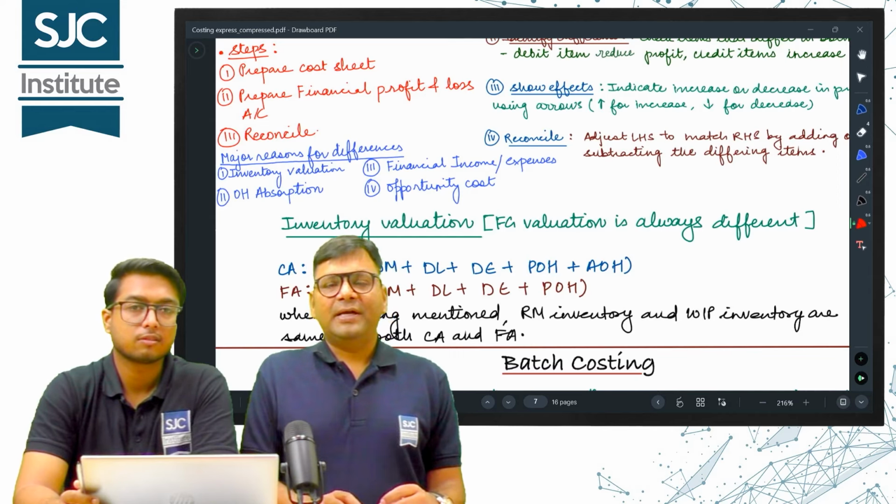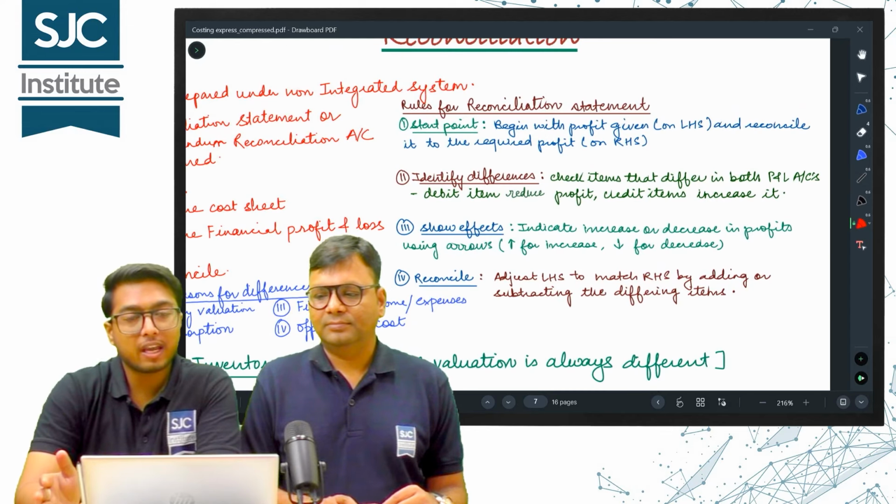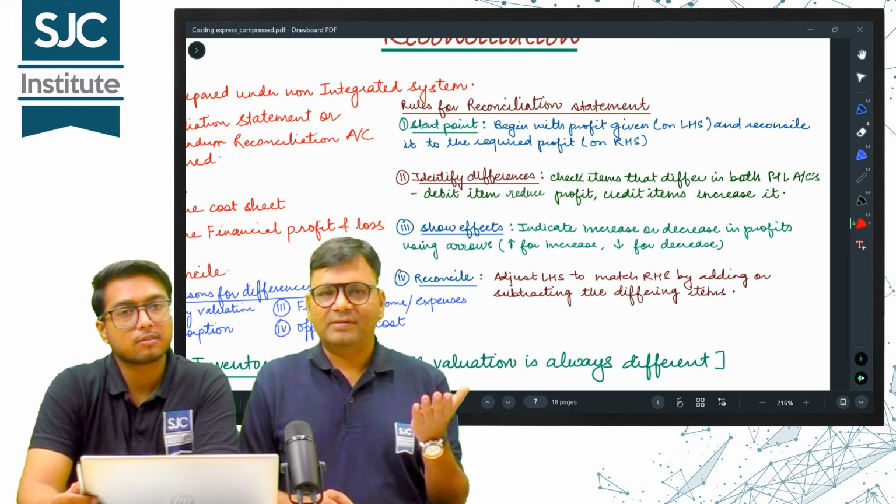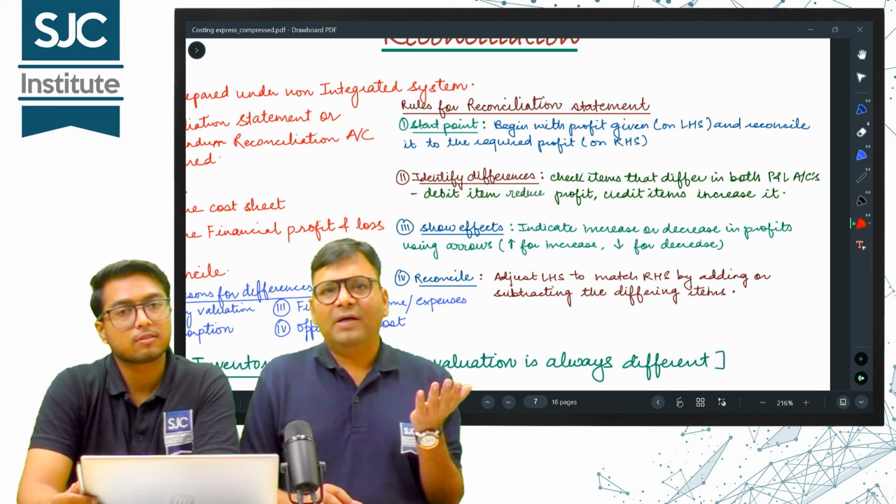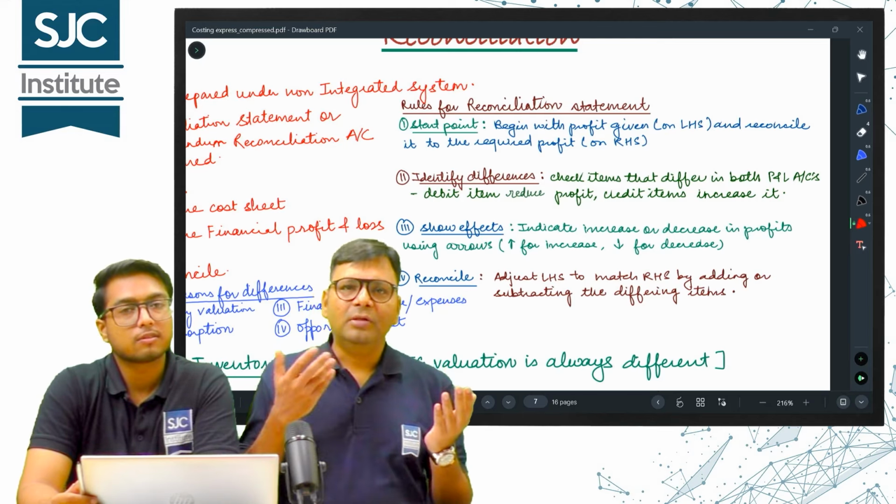Now, let's talk about the rules for reconciliation. First, starting point. Begin with profit given on left hand side and reconcile it to the required profit that is given on right hand side. For example, if you started with profit as per cost accounting, take that on your left hand side and keep the other one, the profit as per financial accounting, on right hand side. You should do this by writing in your notes as working note, not by use of hands in your exam.